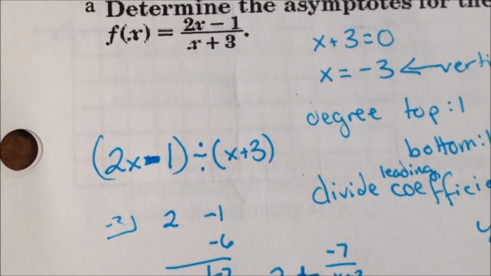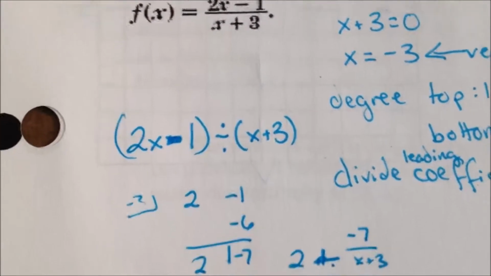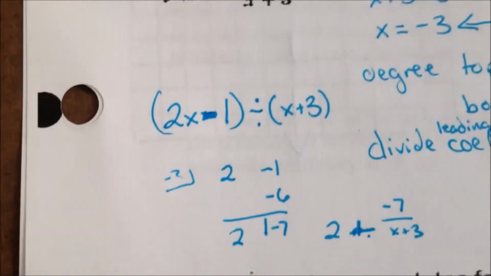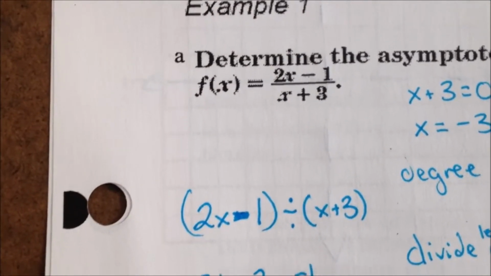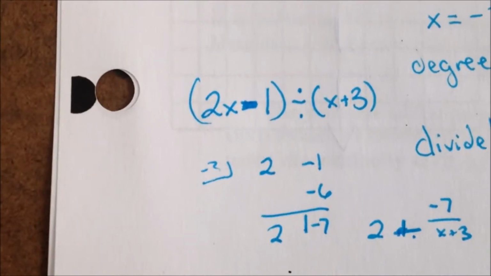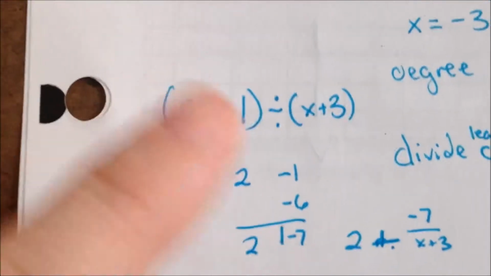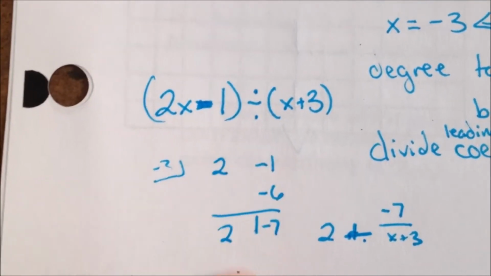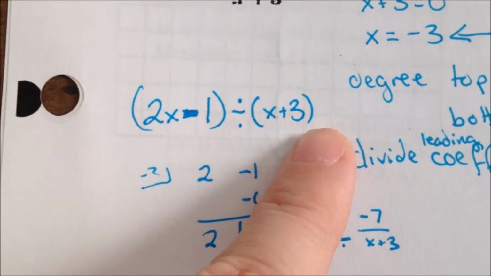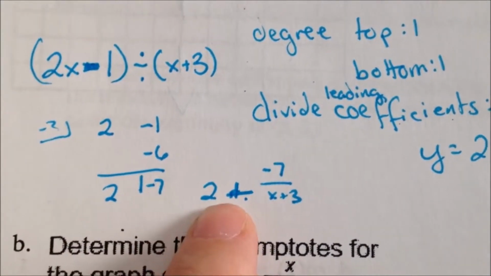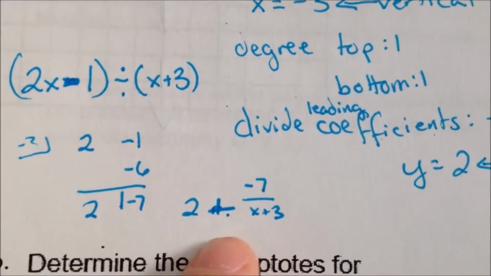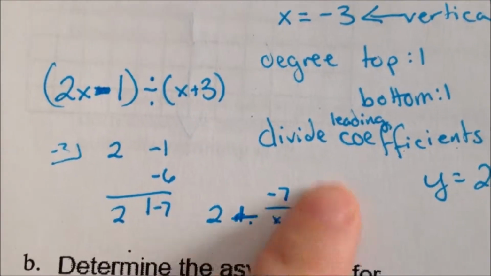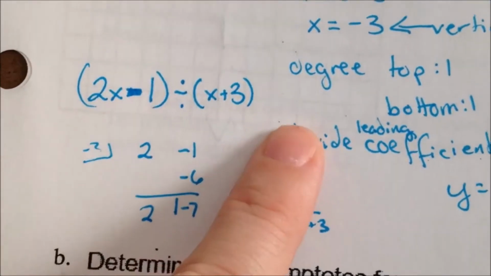I want to add a little note here about why you can find the horizontal asymptote by dividing by the leading coefficients. Remember what this means, 2x minus 1 over x plus 3. This means 2x minus 1 divided by x plus 3. So what you could do is actually do that division. I've done it with synthetic division here. That's supposed to say -3. And if I do this division, my result is 2 plus -7 over x plus 3. So that my remainder is -7. 2 minus 7 over x plus 3 is the same as this.